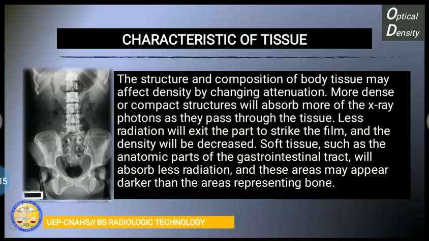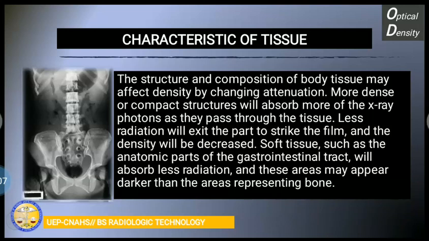So the structure and composition of body tissue may affect density by changing attenuation. More dense or compact structures will absorb more of the X-ray photons as they pass through the tissue. Less radiation will exit the part to strike the film, and the density will be decreased. Soft tissue, such as the anatomic parts of the gastrointestinal tract, will absorb less radiation, and these areas will appear darker than the areas representing the bone.